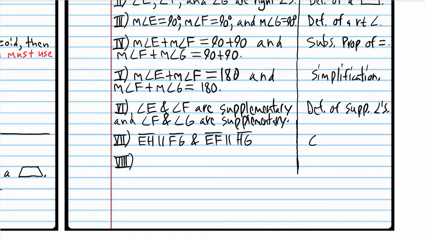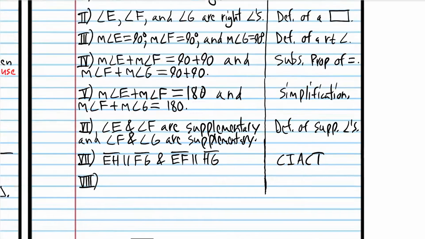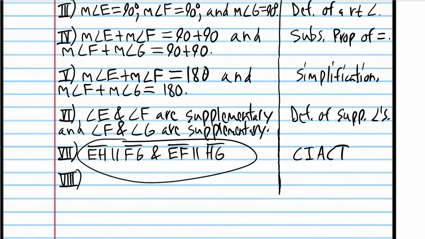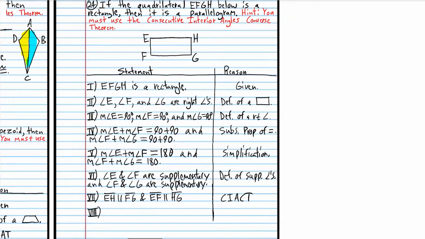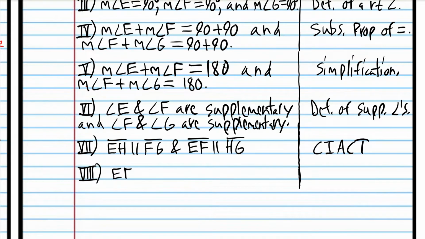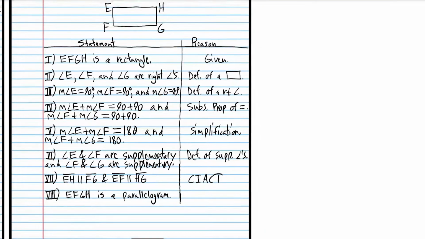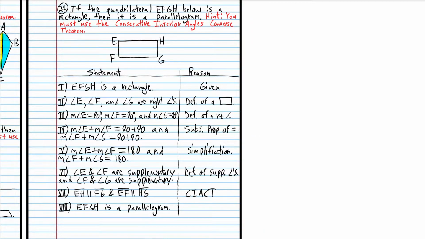And that's the consecutive interior angles converse theorem. So we proved that there's two pairs of parallel sides in this quadrilateral, which means obviously that EFGH is a parallelogram. And that's just the definition of a parallelogram. And I'm going to draw a picture of a parallelogram because I don't have much room there.